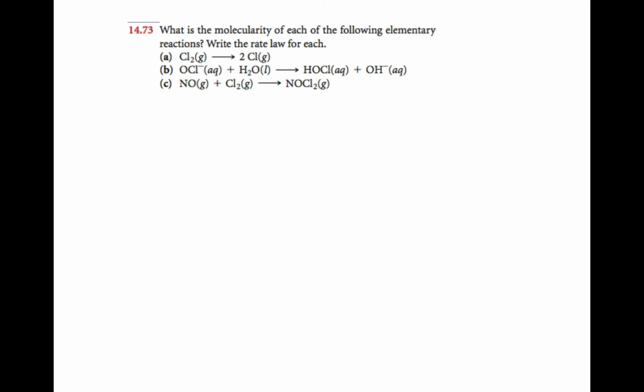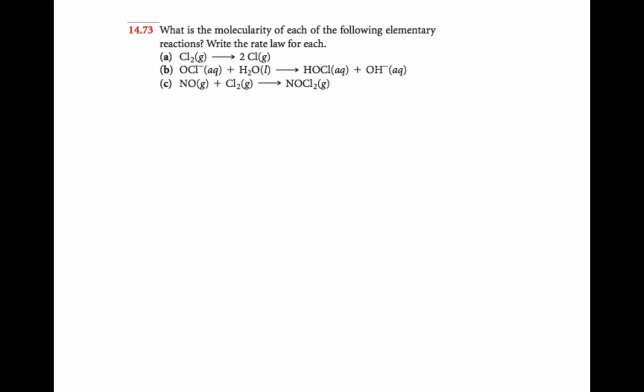What is the molecularity of each of the elementary reactions? Write the rate law for each. Okay. When I look at a balanced chemical reaction, I have no clue what the mechanism is for the reaction. I have to do experiments to figure out what the elementary steps are. That's not true for an elementary step, all right? So they're telling you elementary reactions here. These are elementary steps, one-step processes. So it's the collision theory, right? Things colliding to form new things.